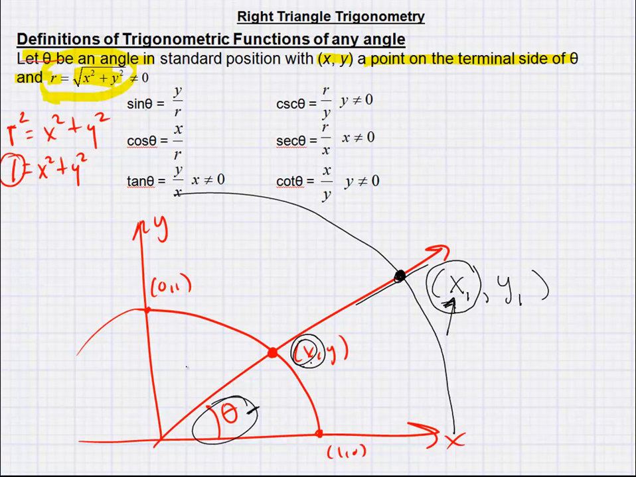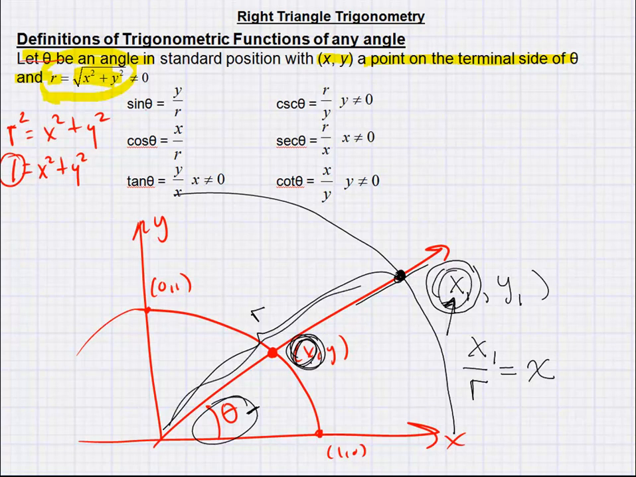But what I can do is look at this distance here. This distance here is r. And what happens is if I take x1 and divide it by r, that will give me the same thing as this x-coordinate here, because all circles are proportionate, and the points are proportionate based off of the radius. Well, if the points are proportionate based off the radius, this x-coordinate and this x-coordinate are related based off of this distance.